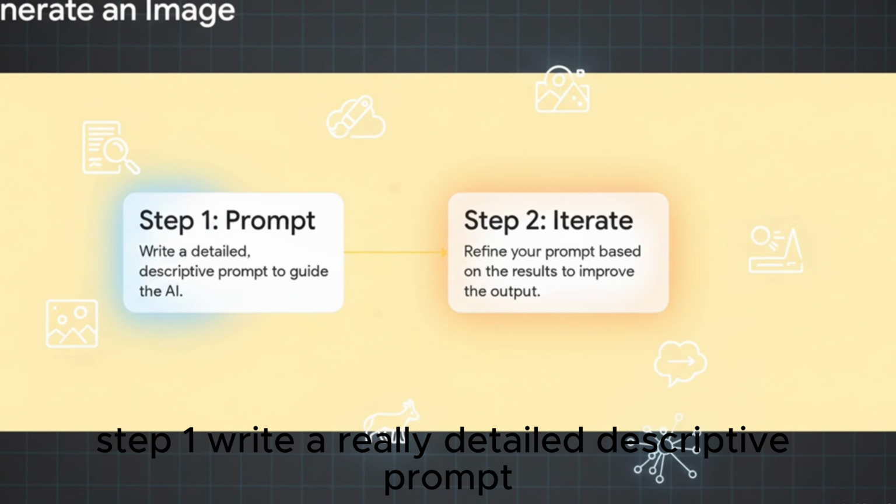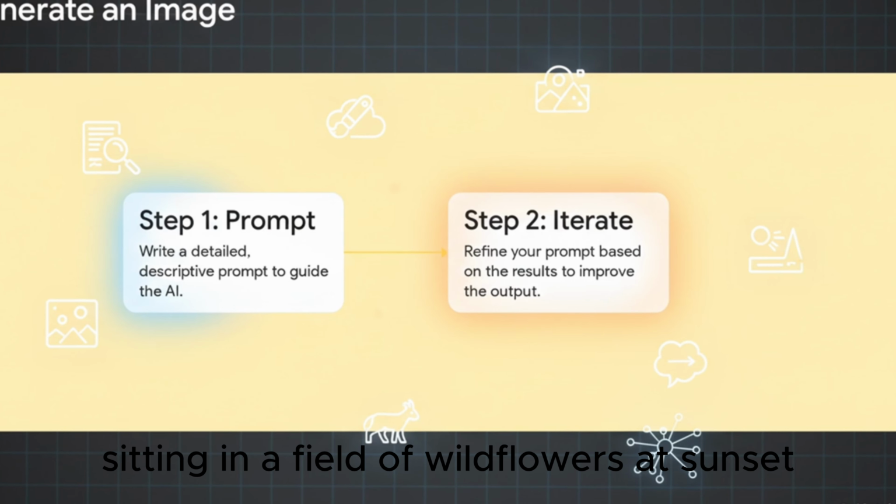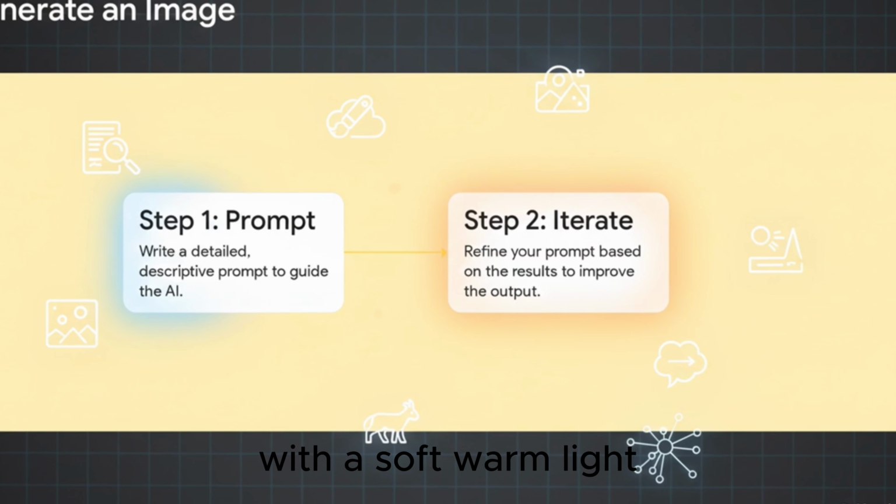Let's try a quick workflow. Step 1, write a really detailed, descriptive prompt. So instead of a dog, try a photorealistic image of a golden retriever puppy sitting in a field of wildflowers at sunset with a soft, warm light.